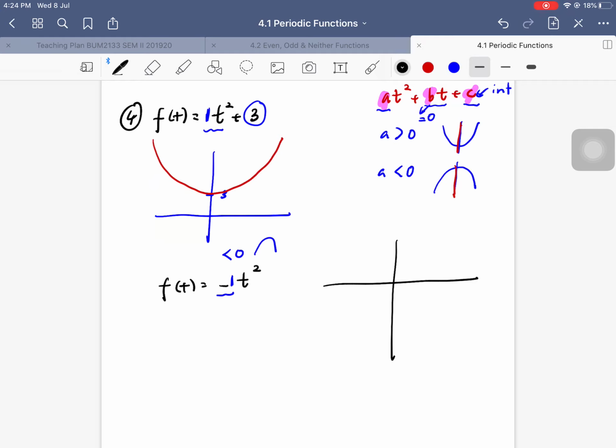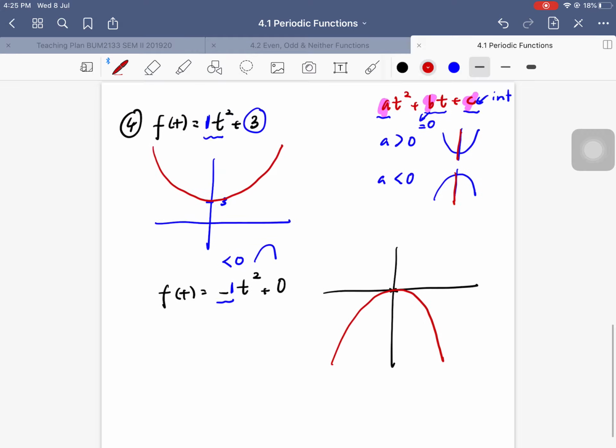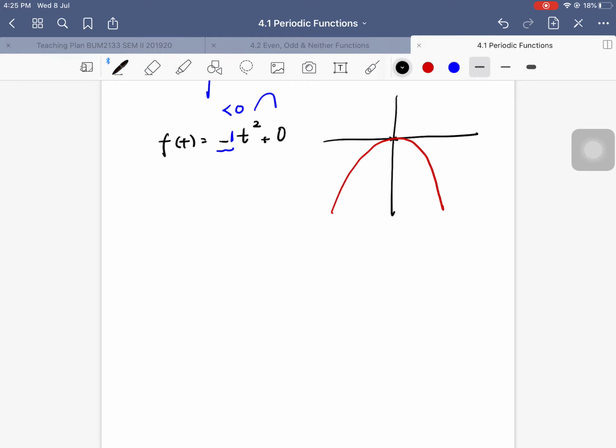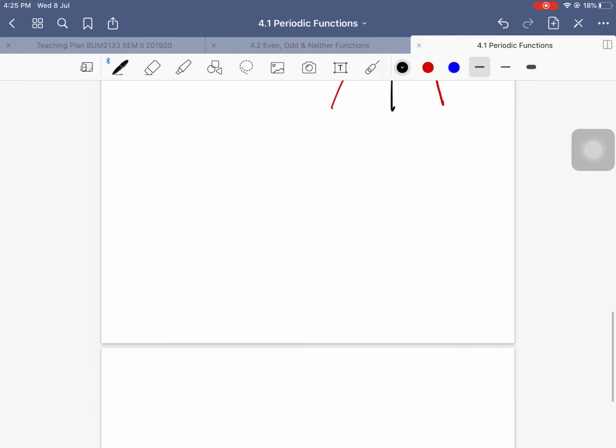So where is the intercept? The intercept is going to be at 0. So that is going to be where my f of t is equal 0. Therefore, the graph is going to look like this, right in the middle, because b is equal 0. So that is going to be the case of a quadratic graph.